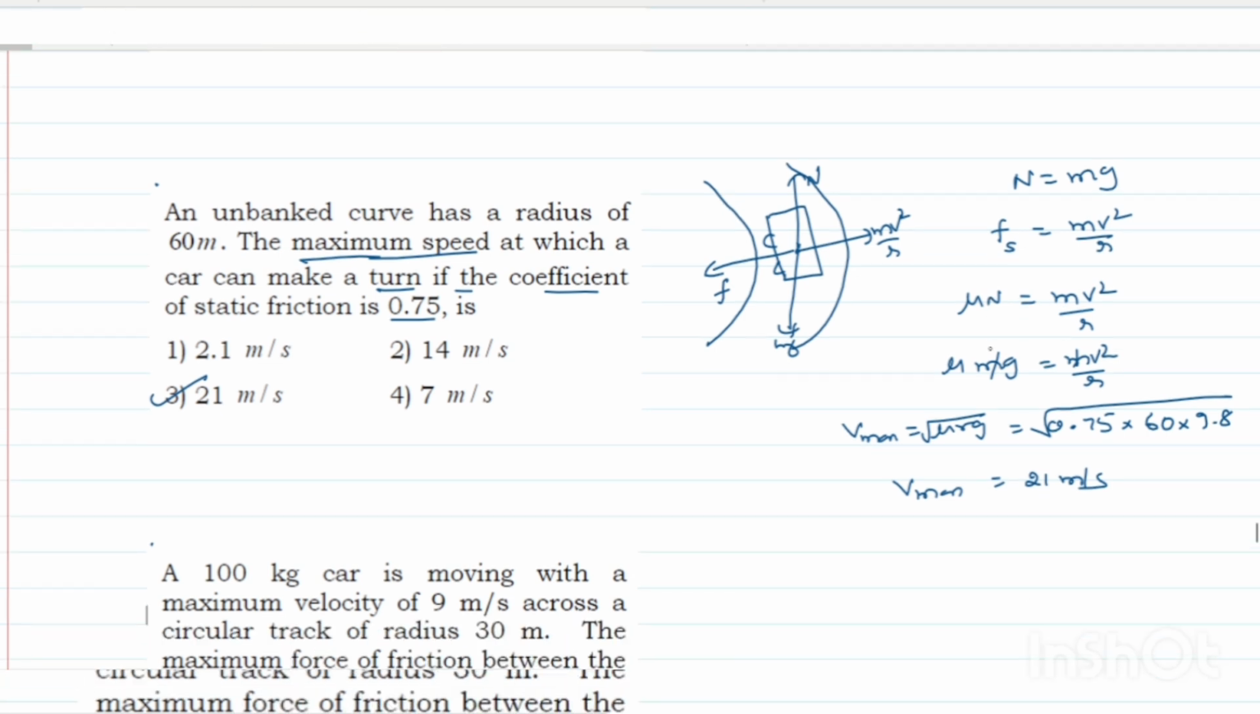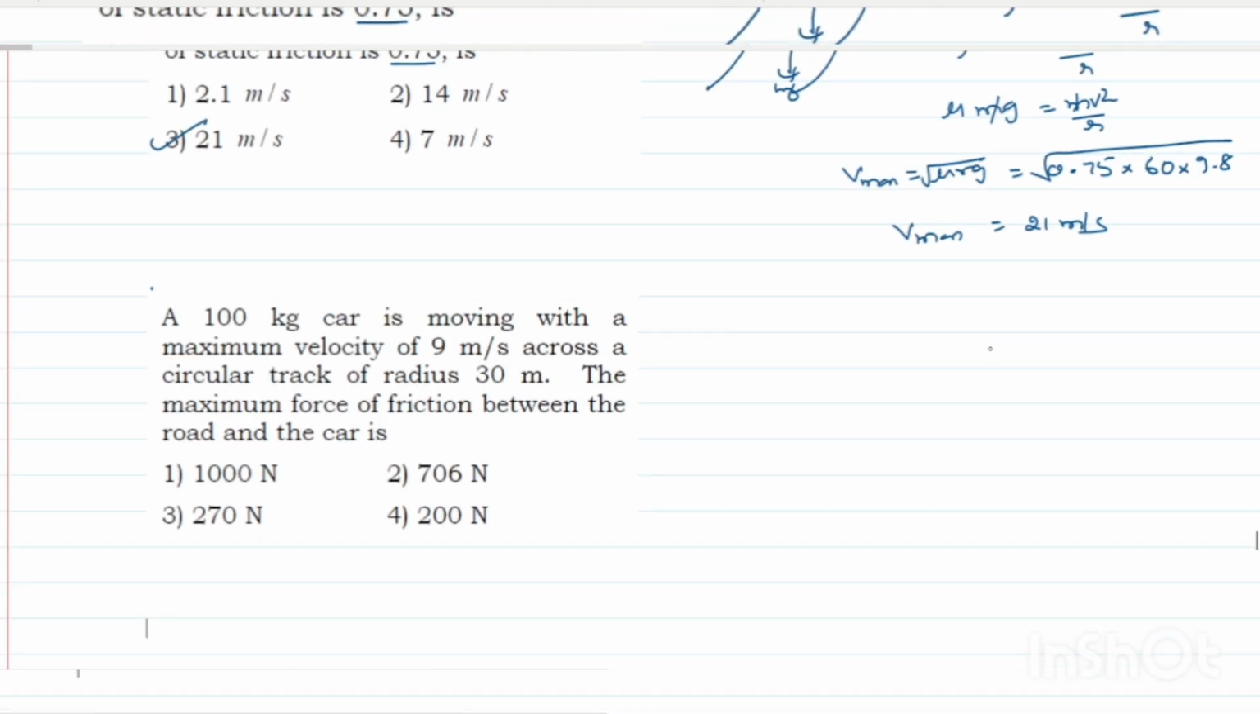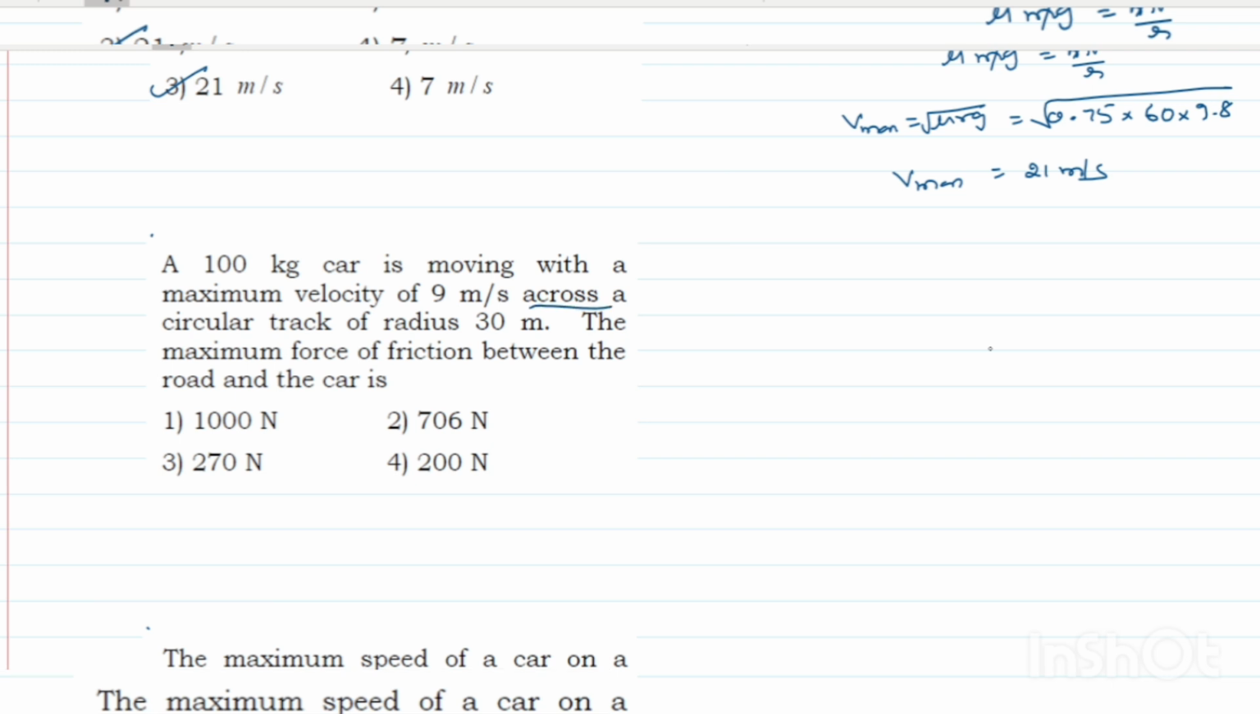Let us see the next question. A 100 kg car is moving with a maximum velocity of 9 meter per second across a circular track of radius 30 meter. They are asking for the maximum force of friction between the road and the car. The maximum force of friction is going to be the centripetal force, F equals mv square by r. Static frictional force is going to provide it.